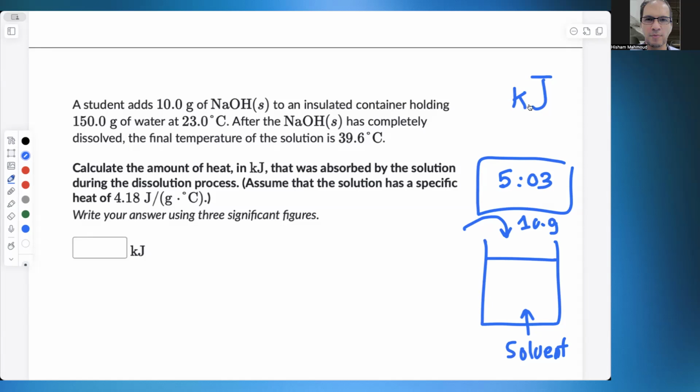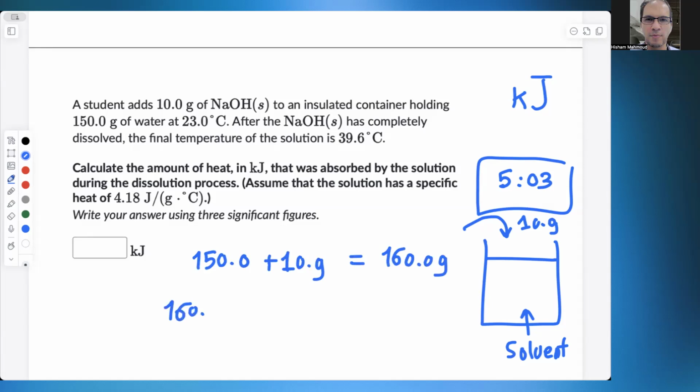Okay, so Mr. Simply, I will put the masses. So take care. I have to add the masses together. 150 grams has been added to 10 grams of sodium hydroxide, which gives me 160 grams in total.